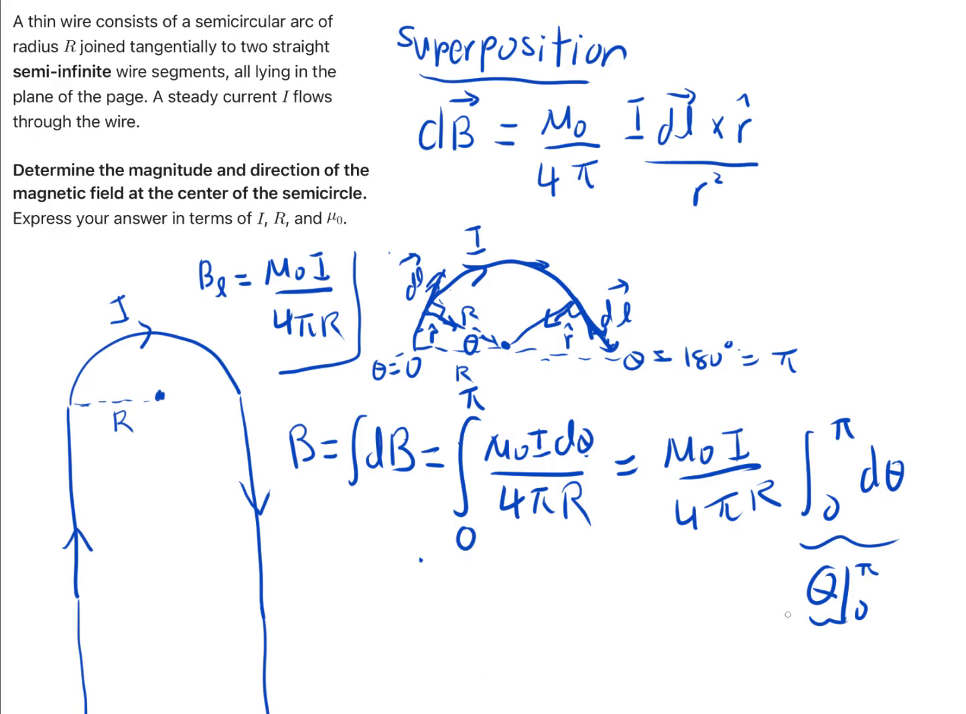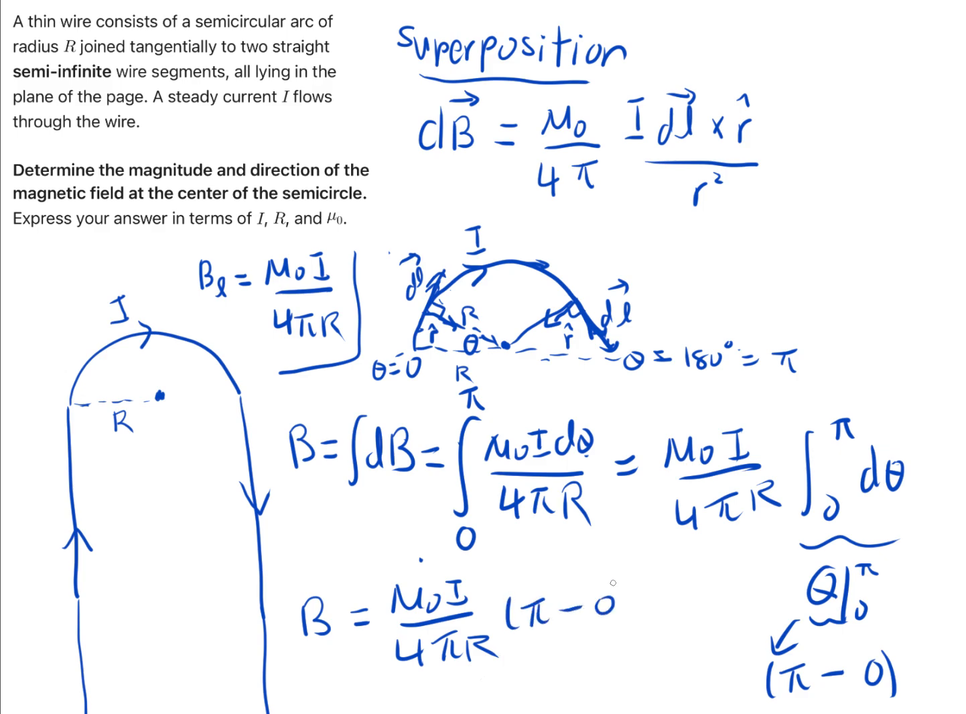And if we plug that in, that becomes pi minus 0. So theta evaluated from 0 to pi equals pi minus 0. And so our final answer becomes that B equals mu naught I over 4 pi r times pi minus 0, and so we can ignore this part. And the pi cancels out, so we get that it is equal to mu naught I over 4r. And that's the magnitude of the magnetic field due to the semicircle.